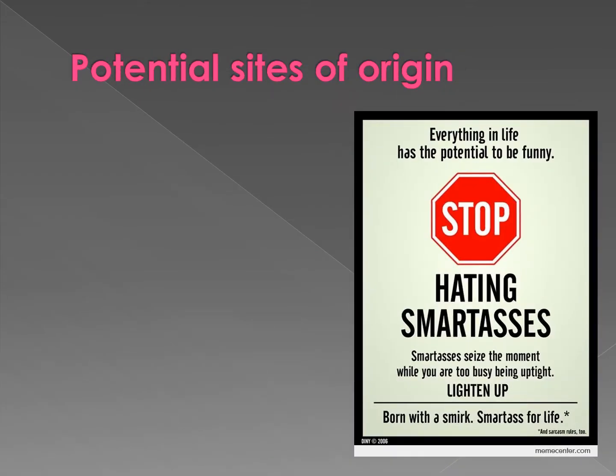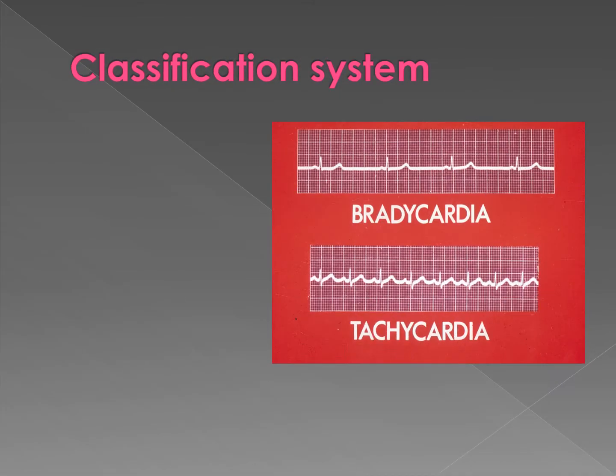Potential sites of origin, of course, are all the nodes, so SA, AV, bundle of His, Purkinje, and so on and so forth. The ectopic sites in the atrial or ventricular muscle fibers, so supraventricular, which would be an ectopic site. That's something causing irritation or electrical conduction going through those. So, classification system. Let's start here.